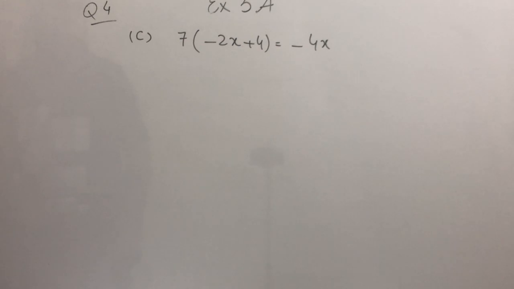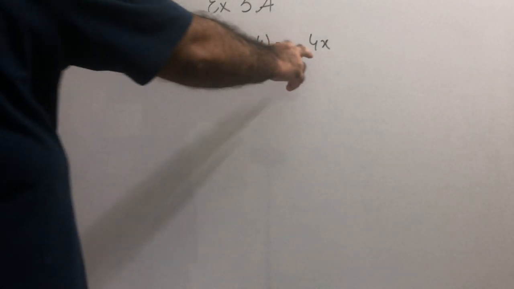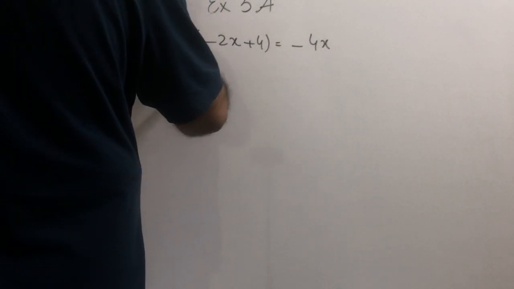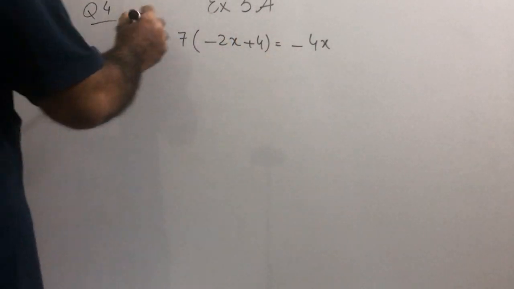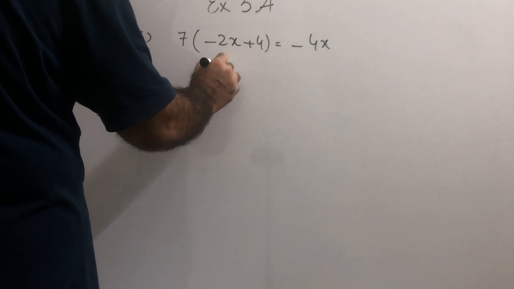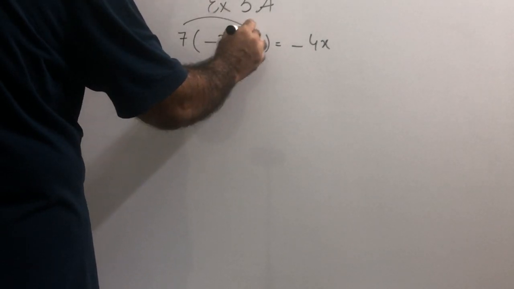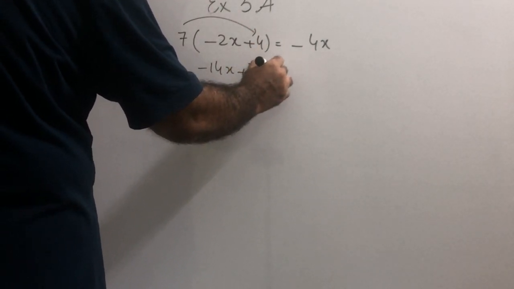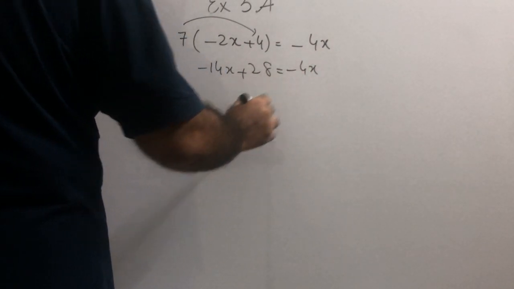Here we will do it differently because here also we have x, okay. So we will just open the bracket. 7 will be multiplied inside. 7 into 2, 14, it becomes minus 14x. 7 into 4 is 28, is equal to minus 4x.